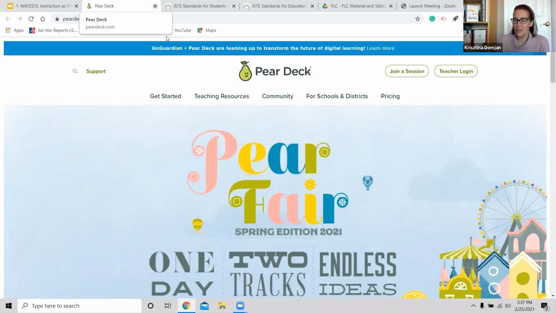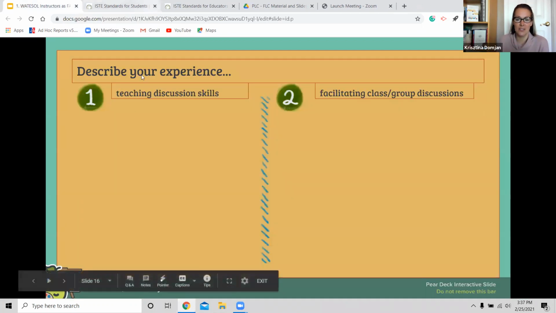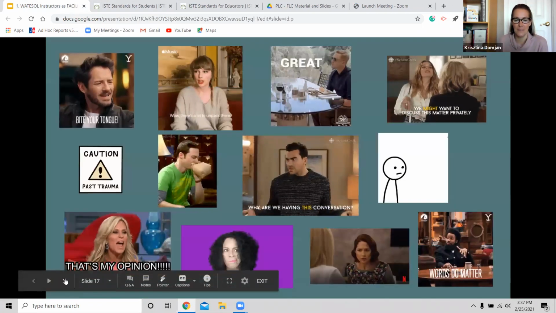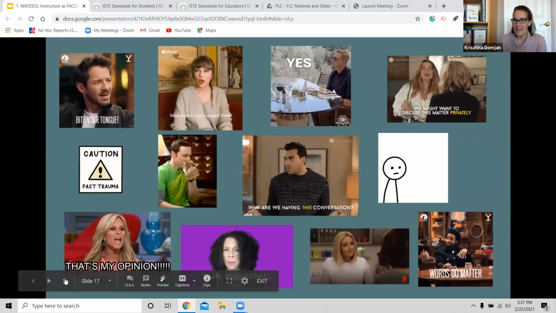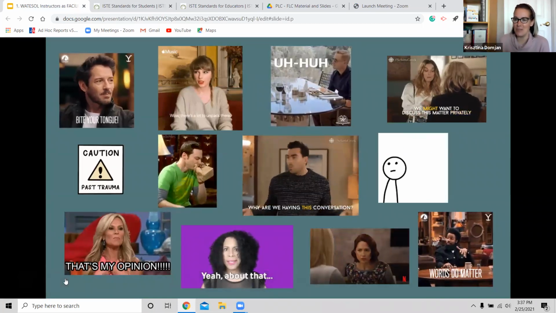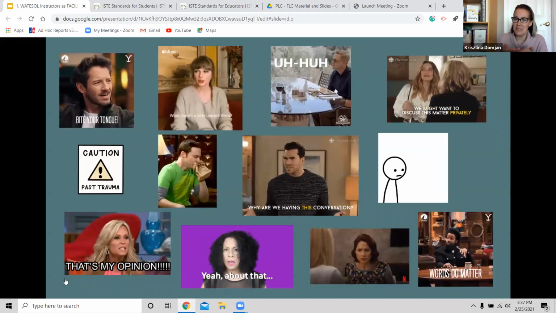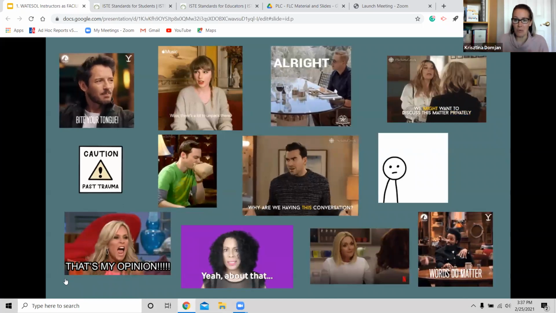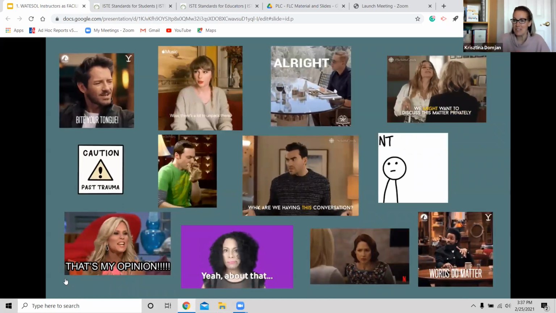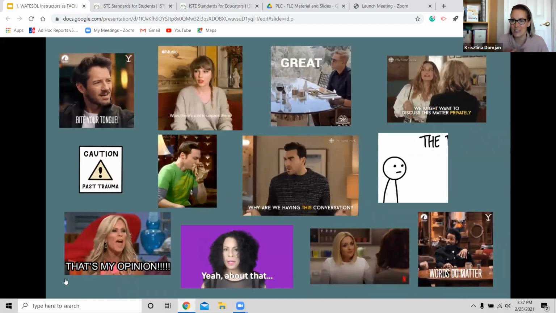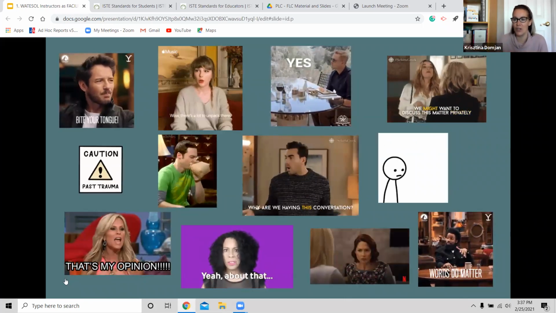So if you want to include technology, you might want to add Pear Deck to your teaching. If you use that, you can present something like this to the students, and then the students can also present their ideas with memes or GIFs. We all love stickers and colors and just visuals in general.